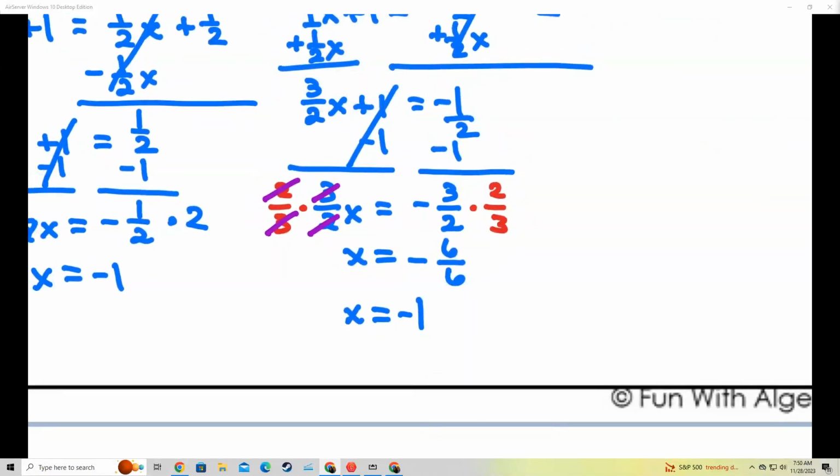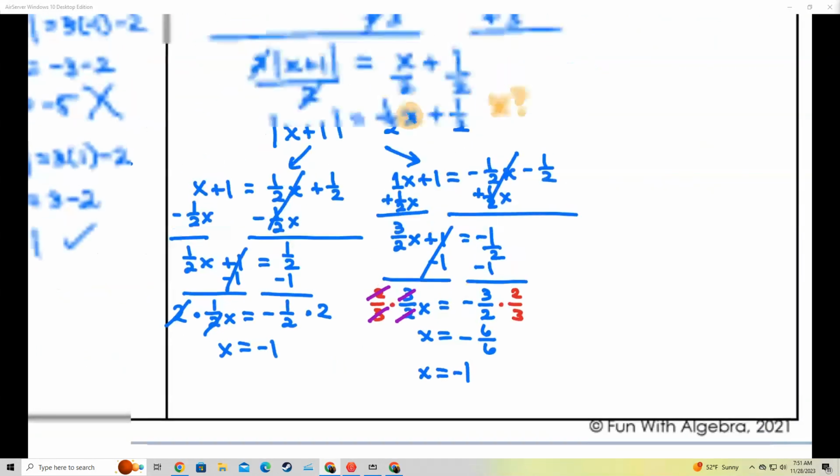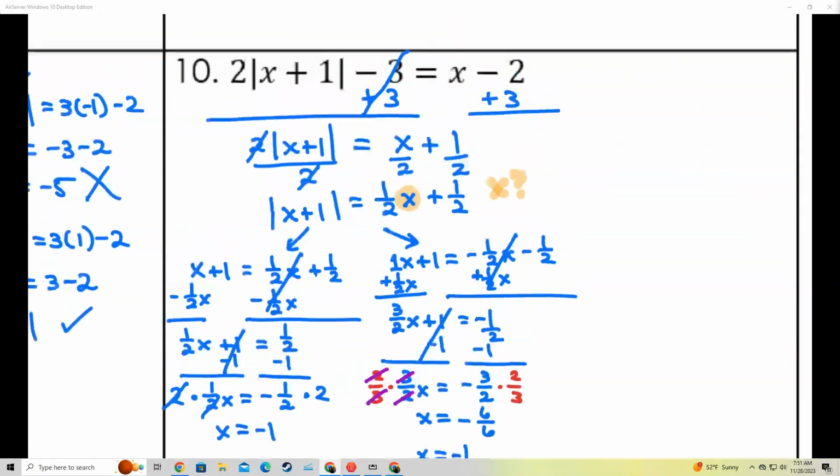I got x equals -1 and I got x equals -1. That was kind of weird, but that's okay. That happens sometimes. Which means I just need to check one more answer, right? I just need to check the -1. So let's check to make sure that answer works. Man, we got it twice. It better work. If not, I don't have any solutions.